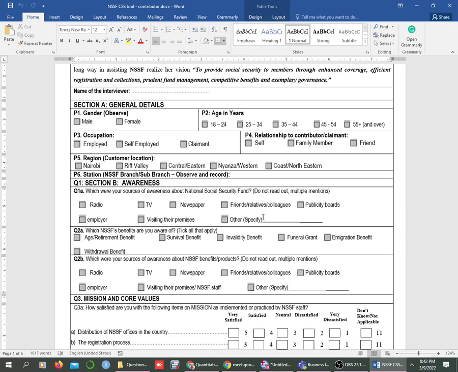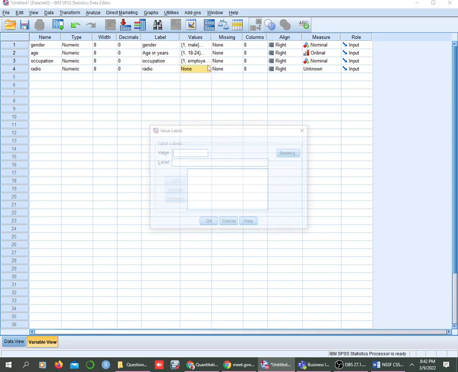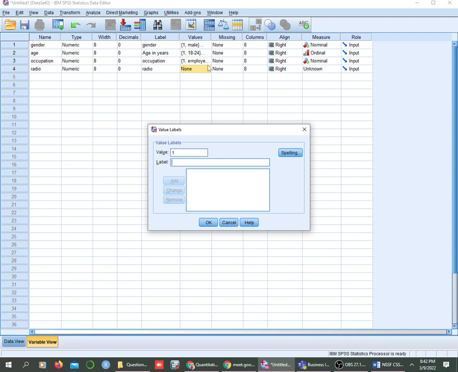So let's look at how practical that is. If you are in the variable view, you remember we said the responses are now becoming variables. So what is the first response? The first response is radio. So I'm coding radio as a variable, and I say it's numeric, decimal zero. Radio, I just say radio. And then in terms of values, I'll say let the value of one represent yes.